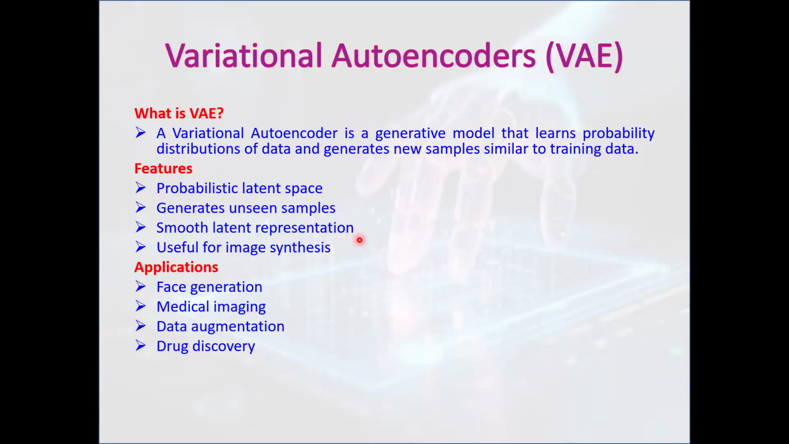And smooth latent representation means the latent space learned by VAE is smooth and continuous. Similar data points are located close together, allowing smooth transitions and interpolation between different samples. And it is used for image synthesis. This means VAEs are widely used for image synthesis because they can generate realistic images by learning the underlying patterns and structures present in the image datasets.